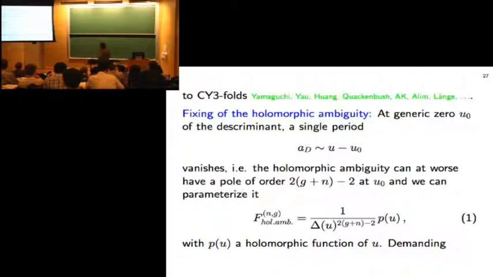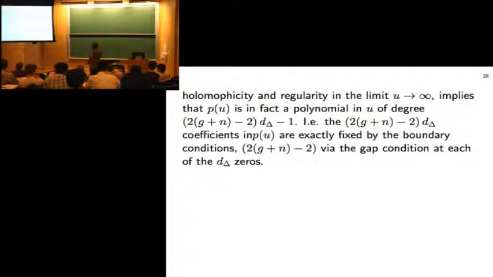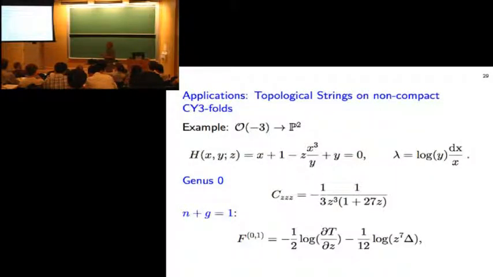And now we use also that we have conditions that if U goes to infinity, that thing stays regular. And that implies that P_U is a polynomial in U of a certain degree, namely of the degree 2g minus 2 times the degree of the discriminant minus 1. And now it becomes clear that these coefficients in P_U are exactly fixed by this gap condition, because we get exactly this many conditions at every zero of the discriminant. And since the discriminant has as many zeros at this degree, you always can fix it. So this means that for these local cases, you can indeed always fix this thing.